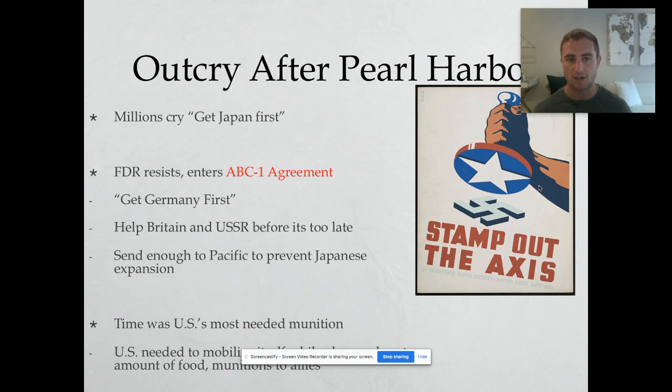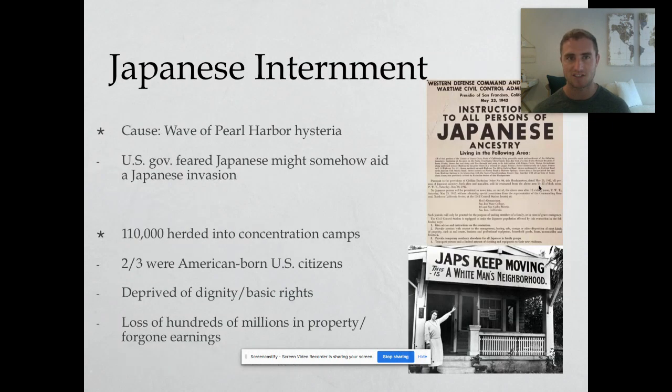Let us go get Germany first and assist Britain and the USSR before it's too late. And so the US is going to start a massive period of mobilization. But the big negative, both from this war in the US domestically and on FDR's resume, is Japanese internment. This is FDR's big, horrific mistake.